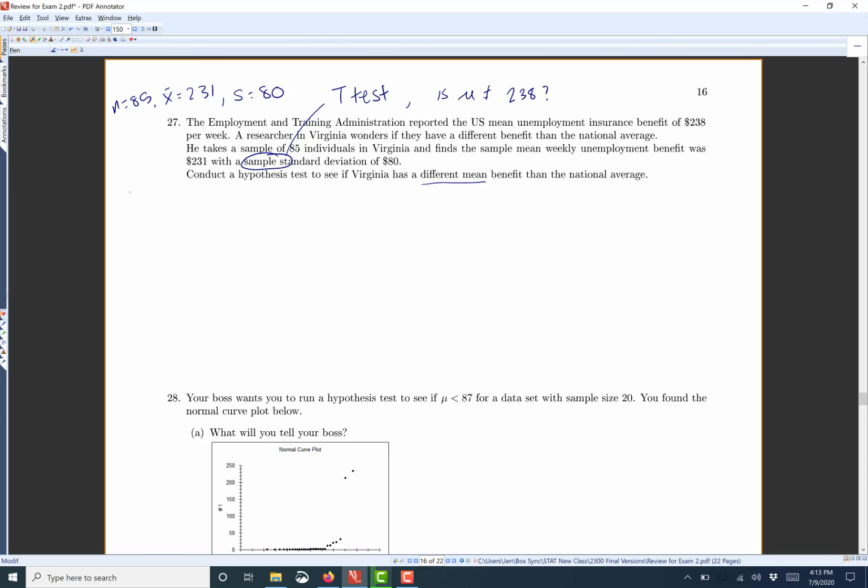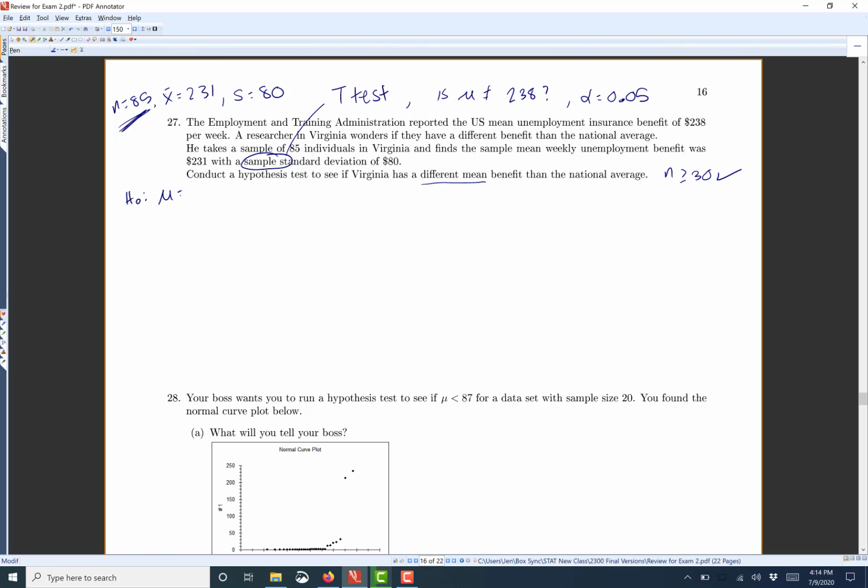Okay, let's see. We have all that written down. We need to know alpha. I'll just choose alpha equals 0.05. And we also need to check our assumptions, or our conditions, which is that n is at least 30, or our sample is normal. We'll see, n is 85, so that's more than 30, so my conditions are met. So we can check that off.